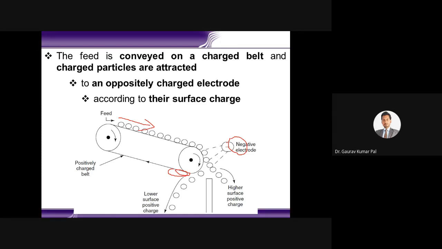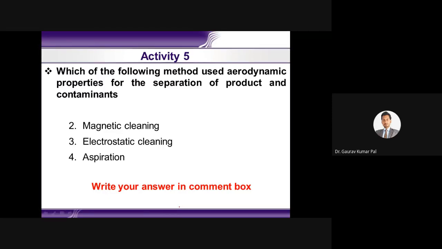If they have a positive charge, then they will move towards the negative electrode. If they have a high positive surface charge, they will move towards the negative electrode. If they have only a low positive charge or a negative charge, they will move towards the positive side, because a low positive charge will not effectively attract toward the negative electrode. On the basis of positive and negative charge, we can differentiate two grains or two types of food materials which are similar in size and shape. Okay, so this is the last activity for today, and then we can close this class.